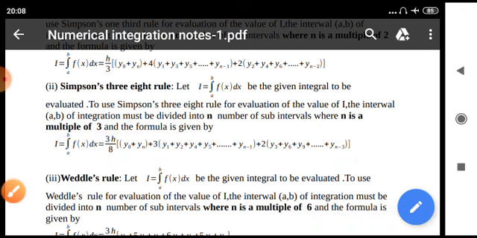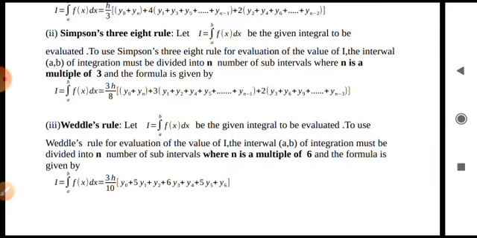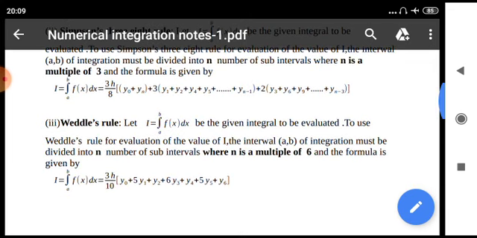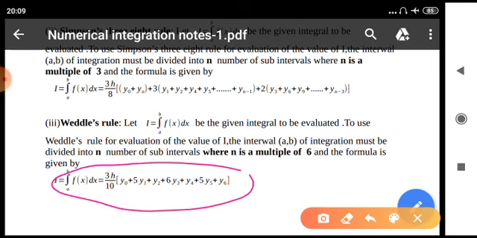Now the third one is Weddle's rule. Let I equal to integration from a to b f(x) dx be the given integral to be evaluated. To use Weddle's rule for evaluation of the value of I, the same thing, interval a, b should be divided into n number of subintervals, where n should be a multiple of 6. For n equal to 6, Weddle's rule is given by I equal to 3h by 10 multiplied by y0 plus 5y1 plus y2 plus 6y3 plus y4 plus 5y5 plus y6. You have to remember this formula for n equal to 6, that is Weddle's rule.